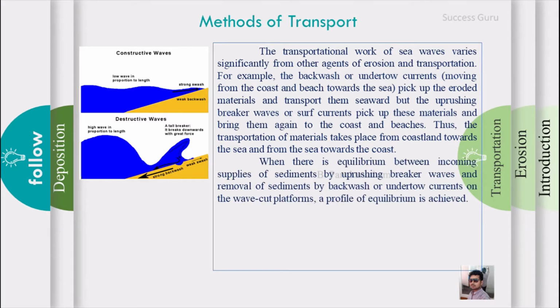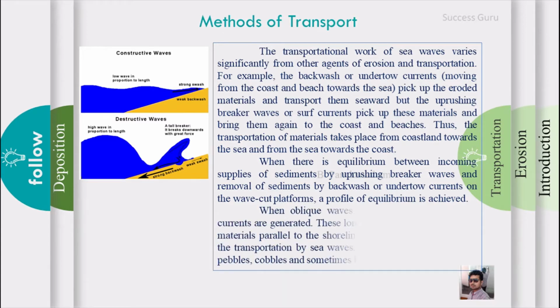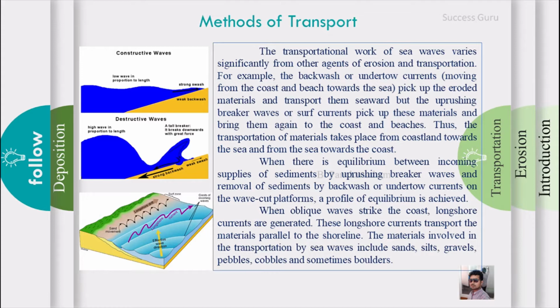When there is an equilibrium between the incoming supply of sediment by the uprushing breaker wave and the removal of sediment by the backwash or undertow current on the wave cut platform, a profile of equilibrium is achieved. That is, there will be no erosion or deposition taking place. When an oblique wave strikes the coast, it generates the longshore current, which transports the material parallel to the shoreline.